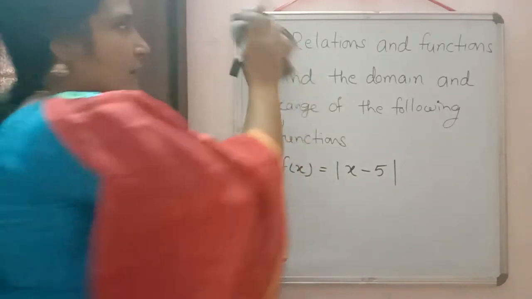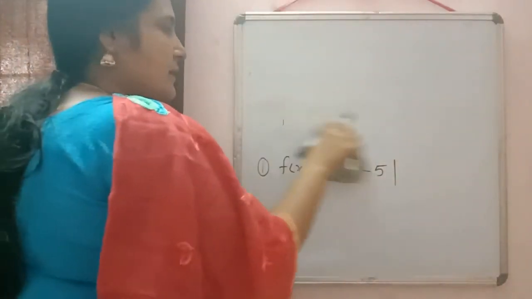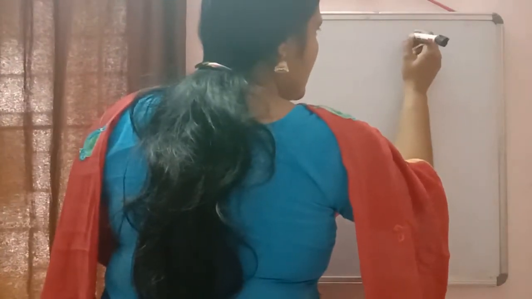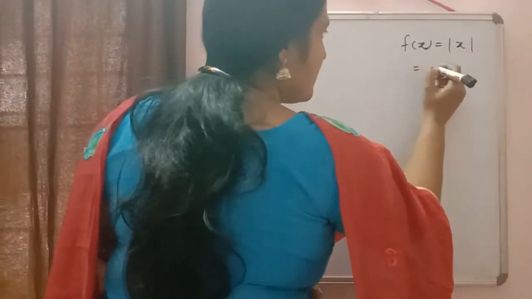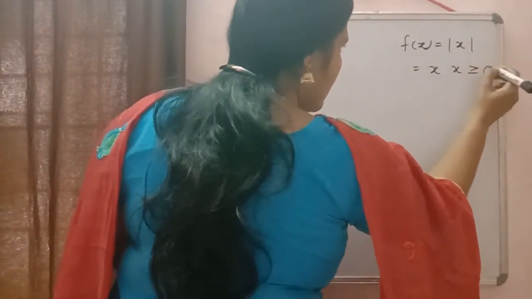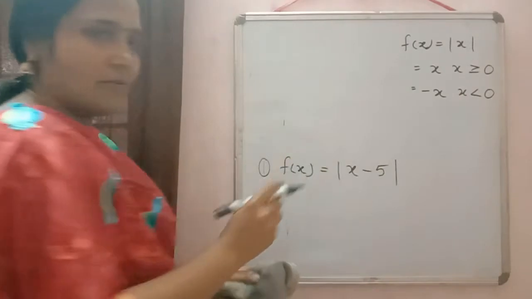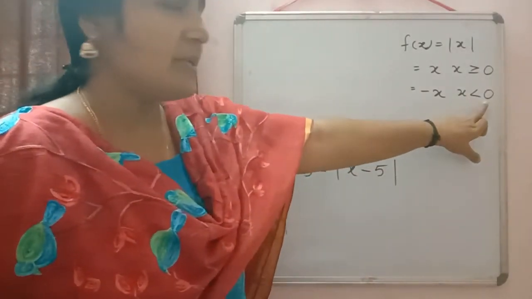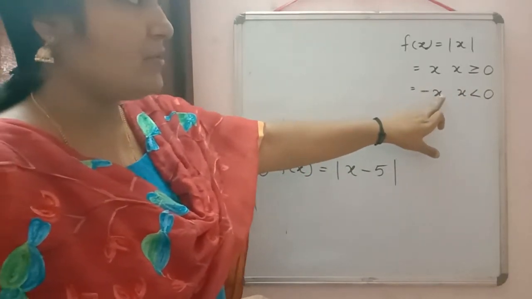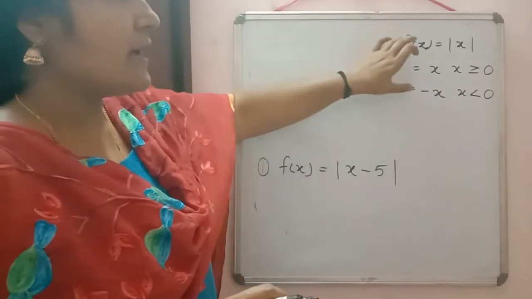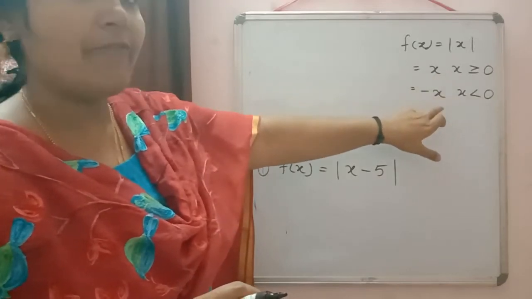About modulus, we discussed in the previous class. The modulus function is denoted by f of x is equal to mod x, and this is equal to x if x is greater than or equal to 0, and it will be equal to minus x if x is less than 0. If x is less than 0, it is already negative, and here we are writing one more negative sign. Negative into negative will become positive. That's why a modulus function is always positive. It can be equal to 0, but it will never be negative.